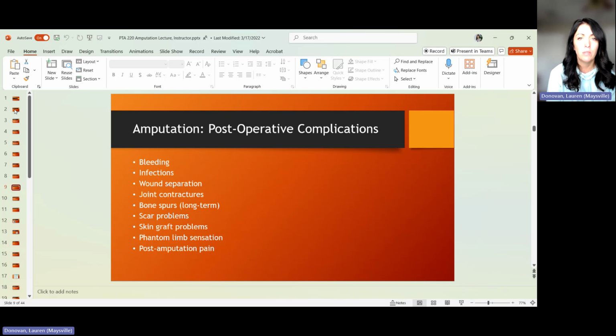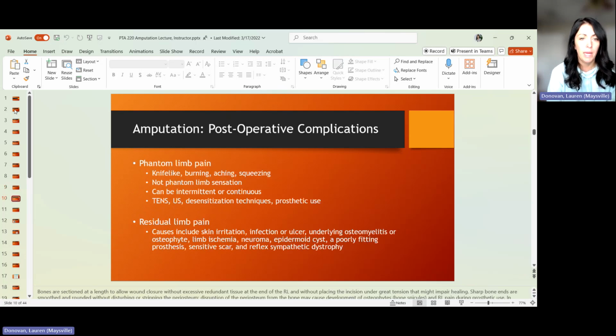So here are some post-operative complications that are always possible. If you think about it, especially if they have PVD and maybe they're diabetic and smoking, this puts them at increased risk of infections, improper wound healing, bleeding, bone spurs, scar problems, and skin graft problems. For anyone, there are phantom limb sensations, which are different from phantom limb pain, by the way, which is post-amputation pain.